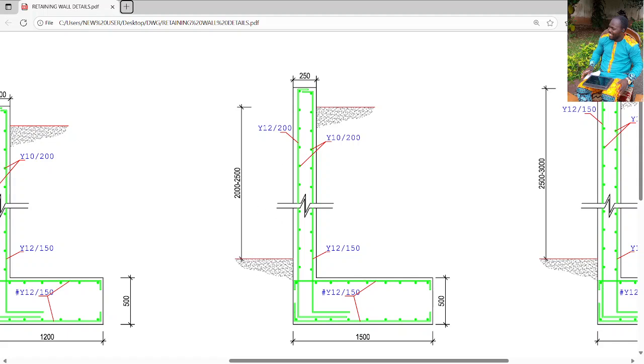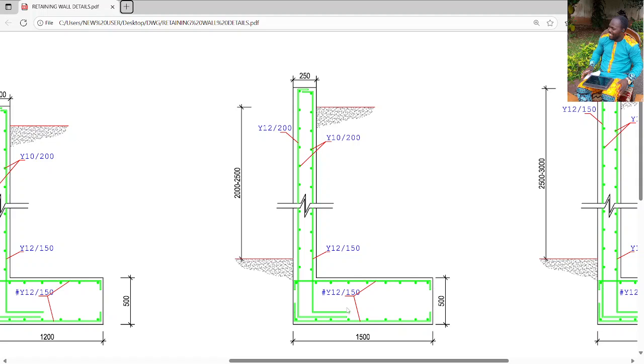This is one level of the soil, this is another level of the soil. This is the lower level, this is the higher level. Between the lower level and the higher level, we have 2000 to 2500; it ranges. From here you can see the actual depth of the retaining wall, from down here to this particular point, the total depth, or you call it the height of the retaining wall.